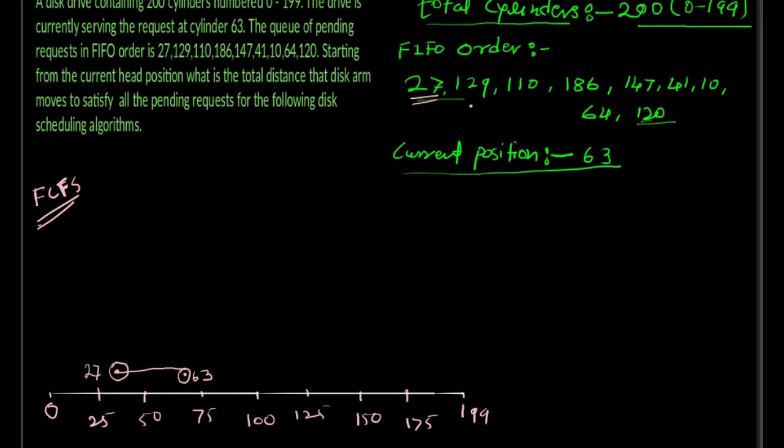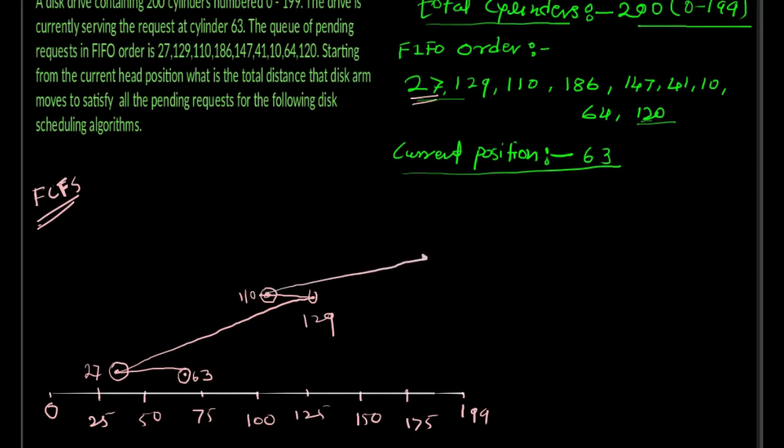Now the next request is 129. So we have to move again with a change of direction. This 129 will be somewhere here, so we will mark this as 129. From 129 we have to move to 110, so again a change in direction. So we will move to the next request. It is 110. From 110 we have to move to 186. Again a change in direction.